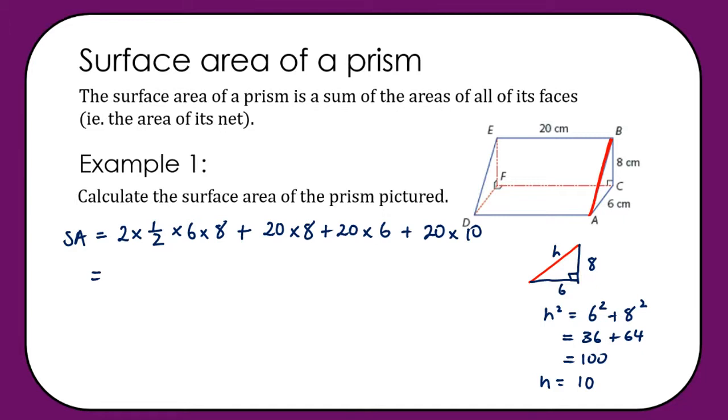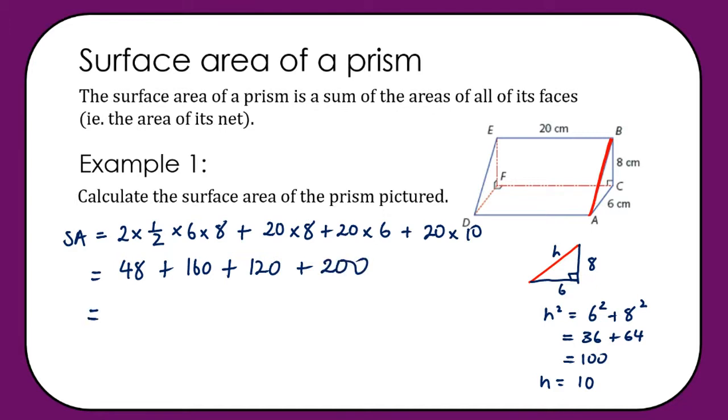Okay, so we've got 2 times half times 6 times 8. So 2 times a half is 1, 6 eights are 48. Plus 20 times 8, so that's 160. Plus 20 times 6, that's 120. Plus 20 times 10, so that is 200.